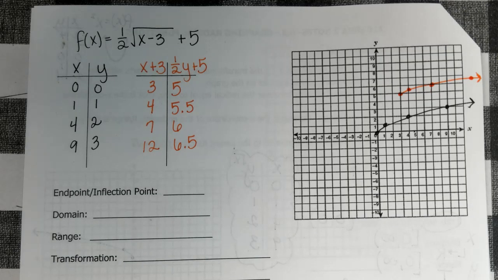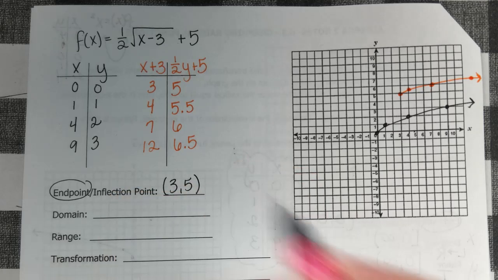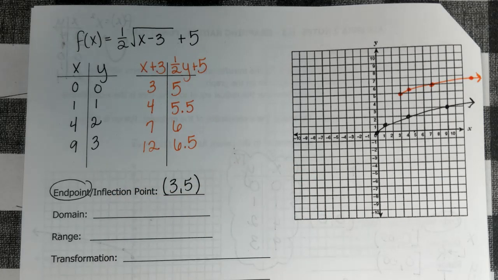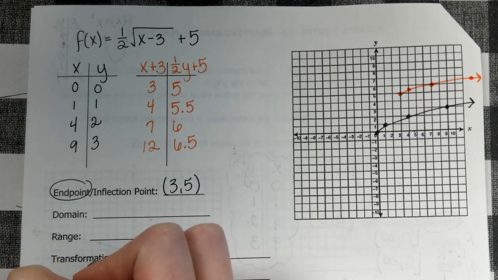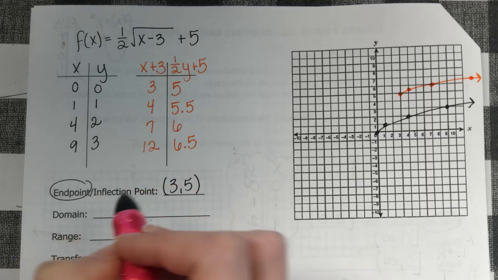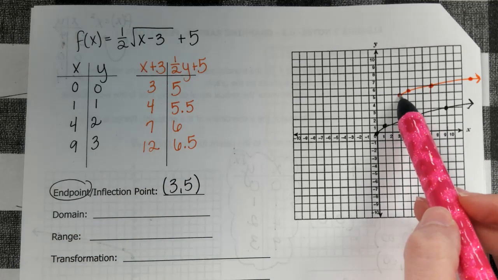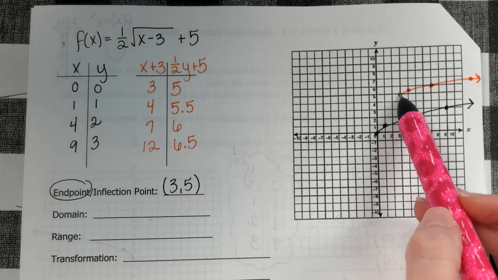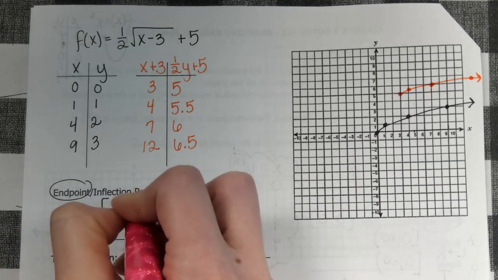Okay. So where's my endpoint? (3, 5). Okay. Look at your graph. Tell me what is my domain. Domain's x, so 0 and right? Where's your endpoint? 3. So what's my, I was doing domain, the parent function. Oops. 3 to infinity.